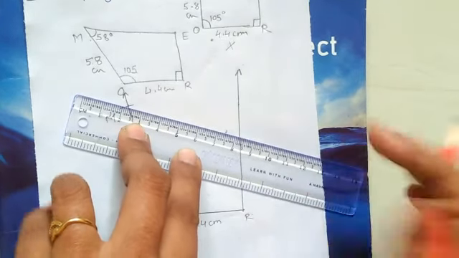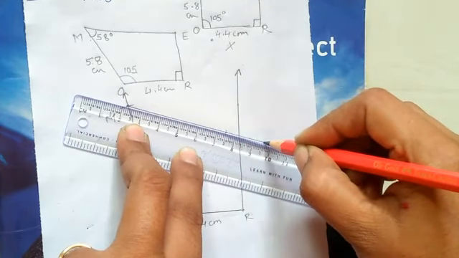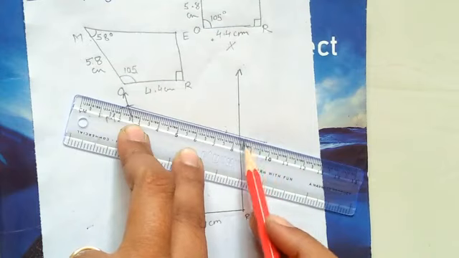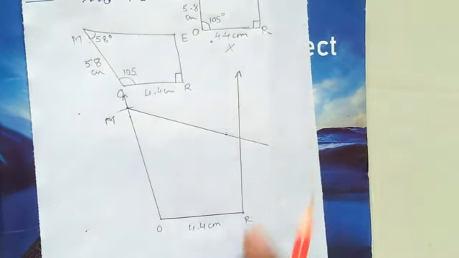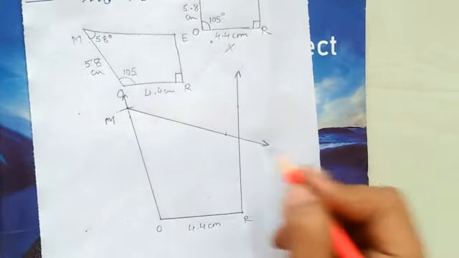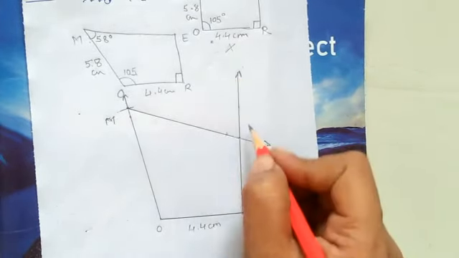Now students, you have to extend it until it crosses the line OR. Now put one arrow here. Now this point of intersection is our point E.